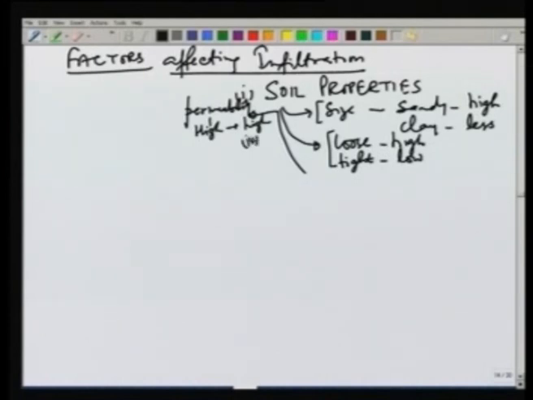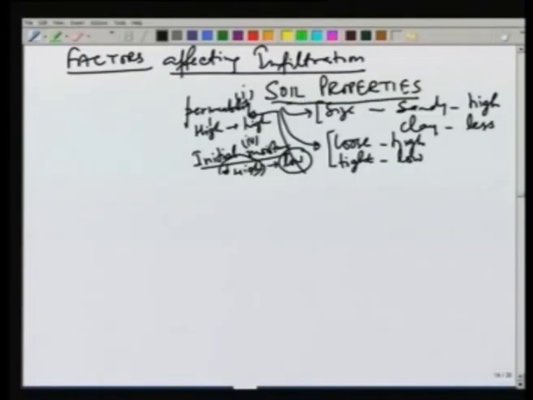and generally if we have initial condition, let us say initial moisture, if initial moisture is high, then we will have low infiltration. So, if we have high initial moisture, we will have a smaller infiltration, because if the pores are already saturated with water, there will be a smaller capacity to absorb further water. So these are some of the soil properties which affect infiltration.